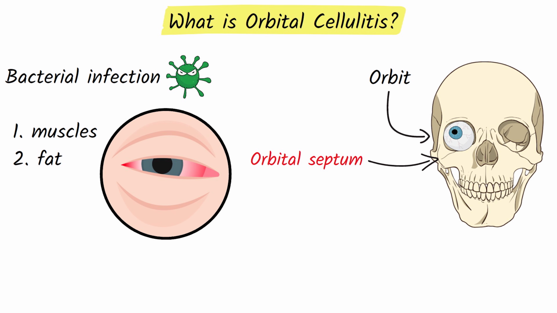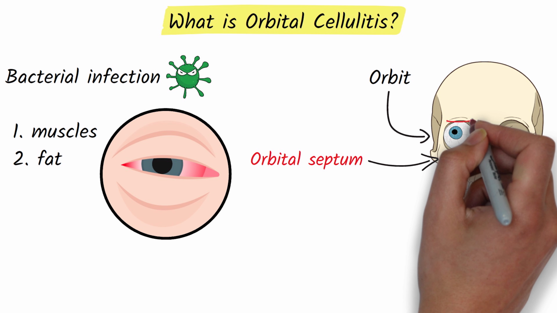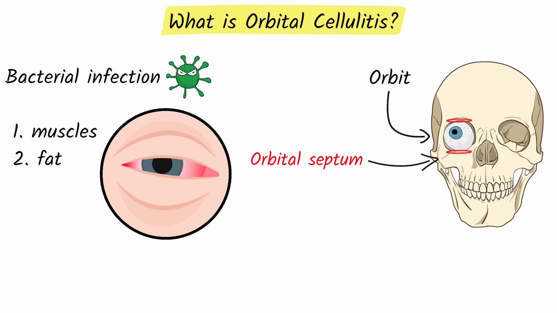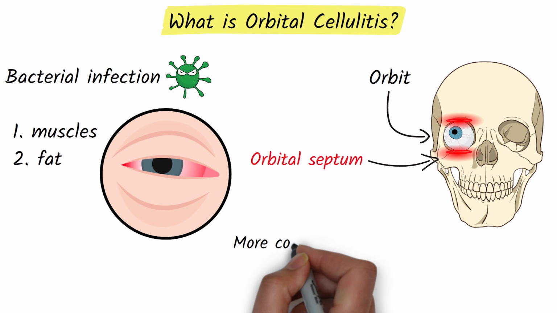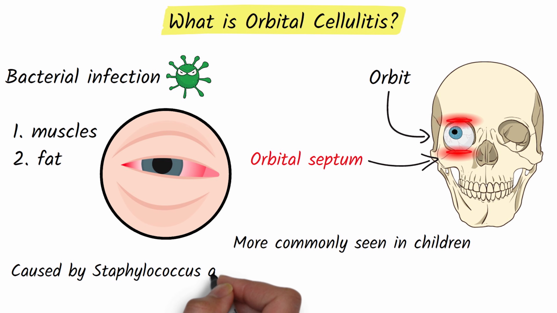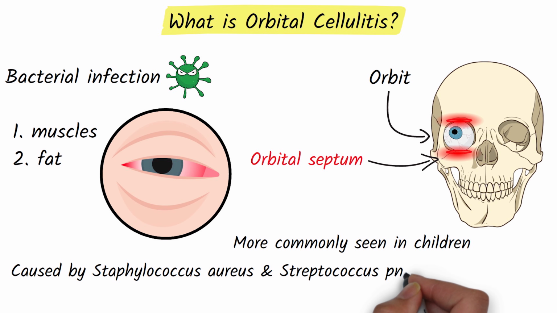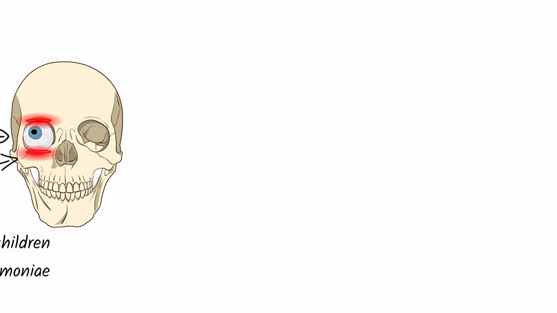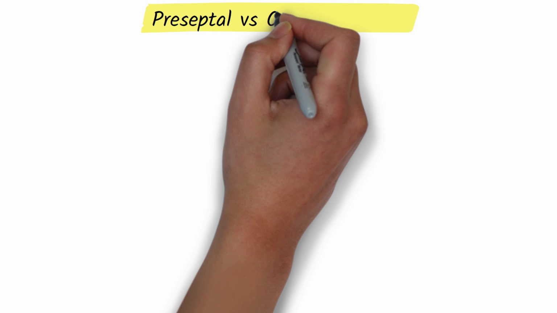You can think of the orbital septum as a protective barrier that separates the front part of your eyelid from the deeper structures behind your eye. When an infection crosses this barrier and gets into the orbit, things become serious. Orbital cellulitis is more commonly seen in children and is most often caused by bacteria like Staphylococcus aureus and Streptococcus pneumoniae. It's important to understand the difference between orbital cellulitis and preseptal cellulitis.